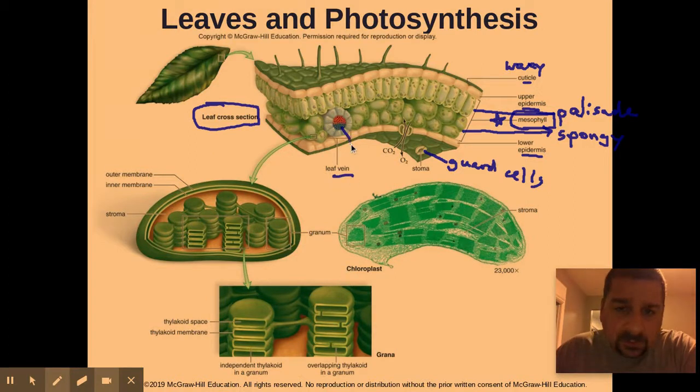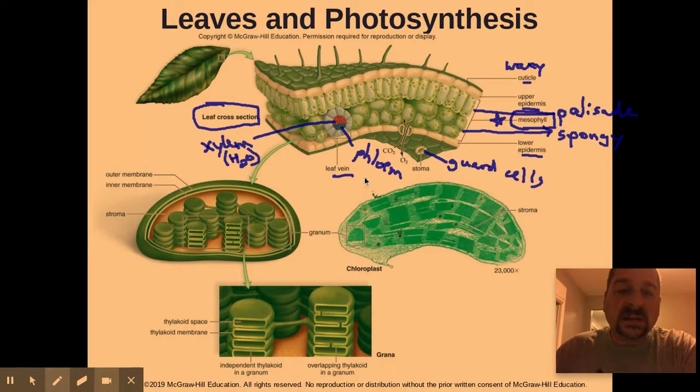Here's a leaf vein. So the blue is the phloem. That's where the sugars are going to be taken back down towards the roots and stored. The red is the xylem, where the water is going to be taken up. Phloem is what takes the sugars back down. Okay, so that's the veins, the circulatory system of the plant.